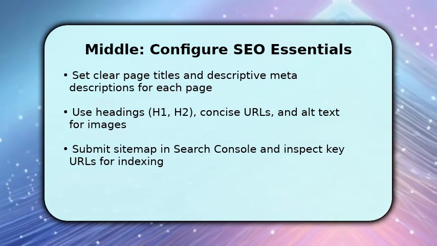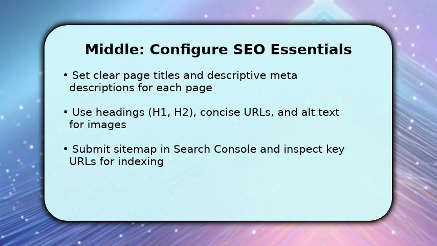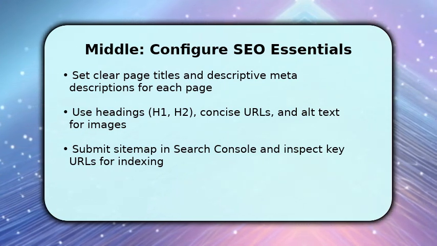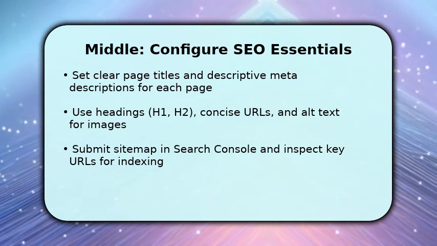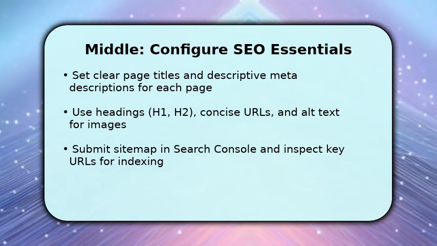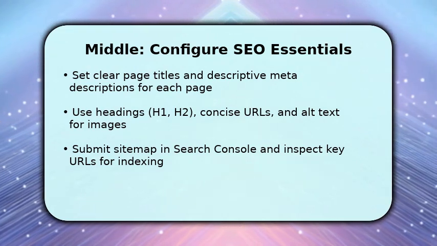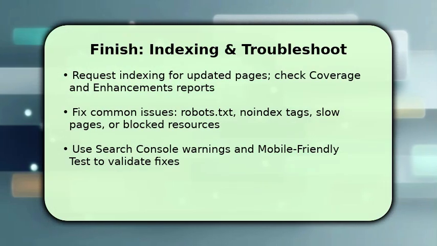Then submit your sitemap in Search Console and use URL inspection to request indexing for priority pages. Make sure to monitor by ensuring Google has crawled and indexed your site. Use Search Console to request indexing for any newly updated pages and review the coverage report for errors.